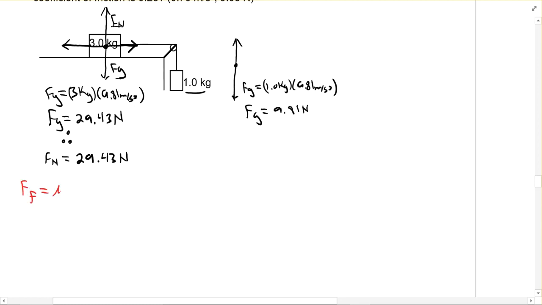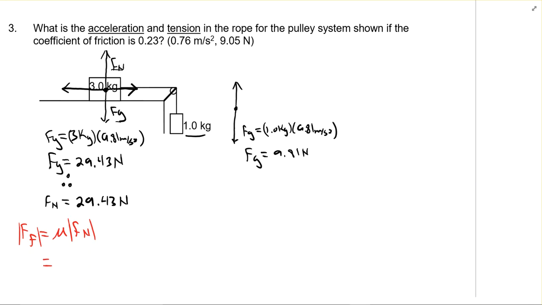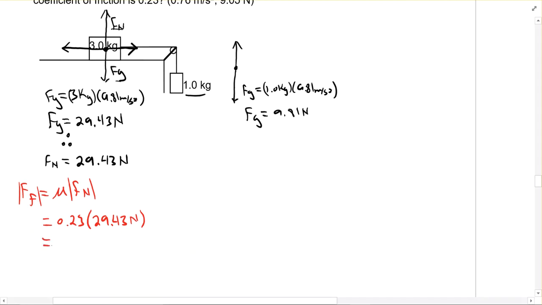Force of friction is going to be equal to the coefficient of friction times Fn. So that's going to be, what was our coefficient of friction? 0.23 times 29.43 newtons. So our force of friction here is going to be 6.769 newtons.